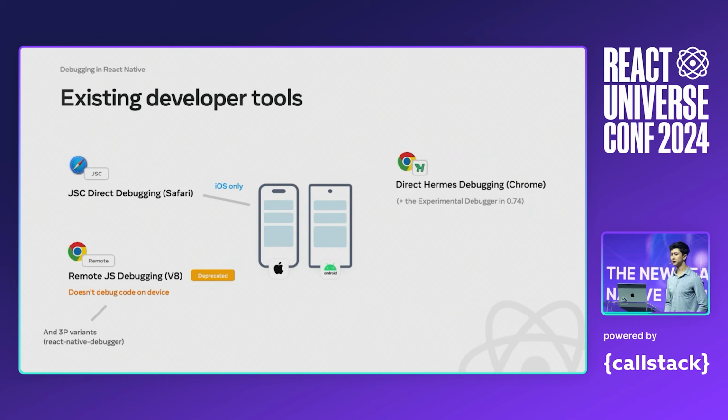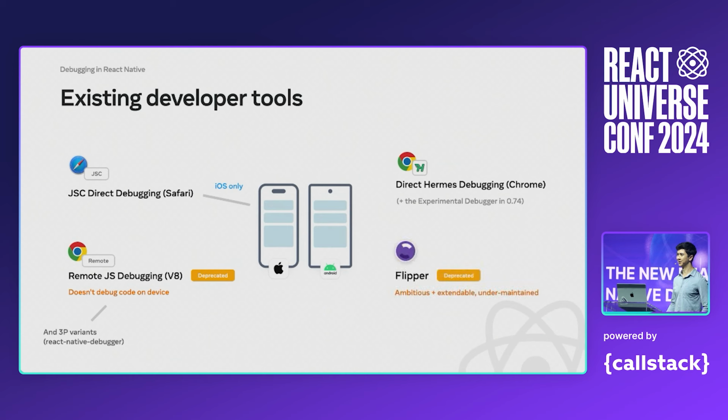Next, we had direct Hermes debugging, using Chrome to communicate with the instance of Hermes on the device. This approach, as with Remote JS debugging, required a number of hacks. In React Native 74, we made incremental improvements to Debugger and Hermes, as well as adding a one-click launch flow.